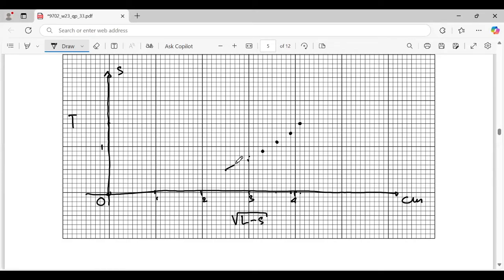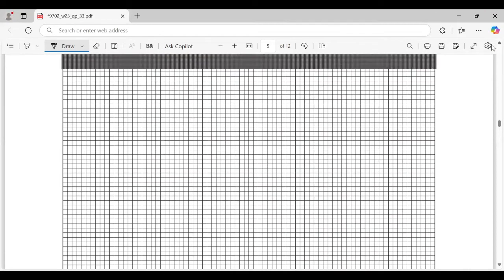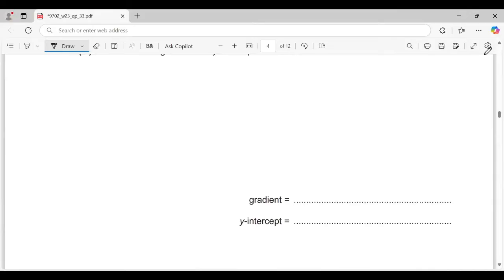So if you sketch it, it will be a straight line like this, and the intercept point is around here, maybe like this. If you sketch the straight line, the y-intercept is at the coordinate point 0 and 0.